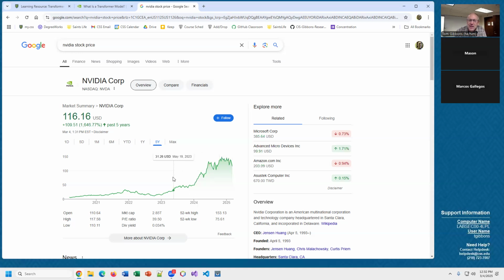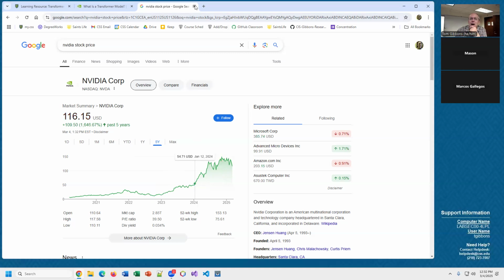So this is the NVIDIA stock here. Again, this is in 2023. Its price was like $14, and then it's gotten up to like $140 in the last few years. So it has really taken off.